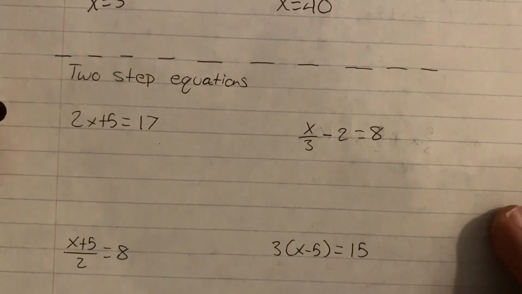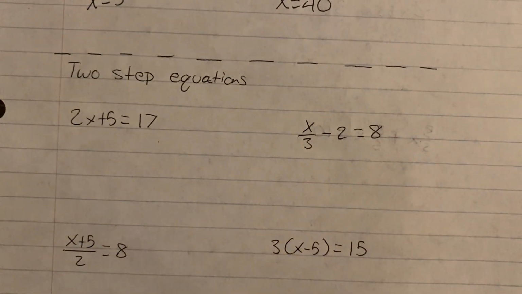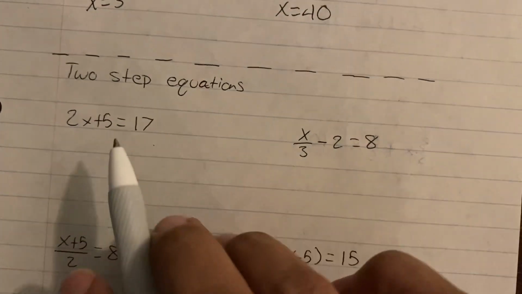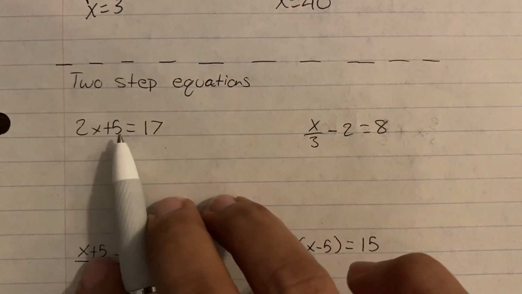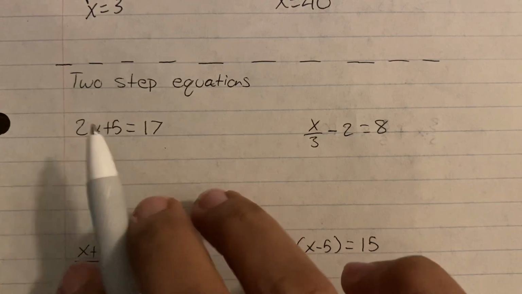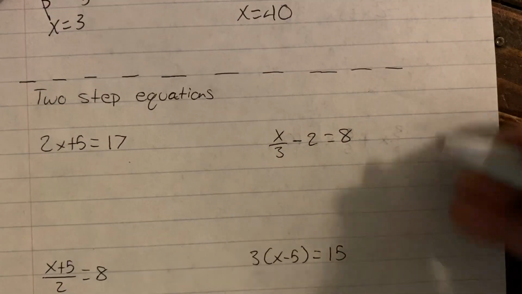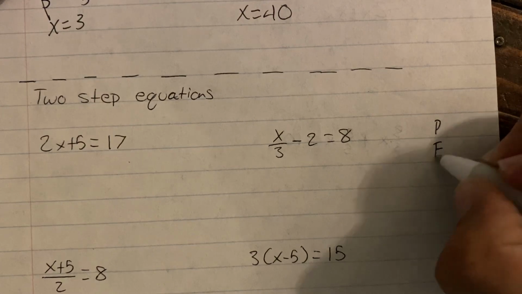All right, let's go to the next 4. So two-step equations. Two-step equations mean there are two things happening. This one's multiplying with 2 and it's adding 5. But the order is important. You have to focus on the order.